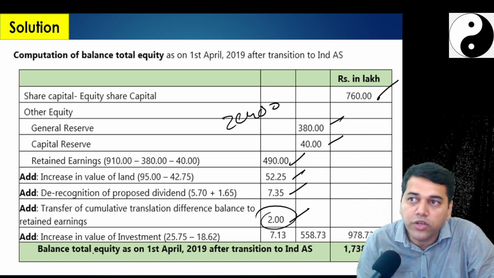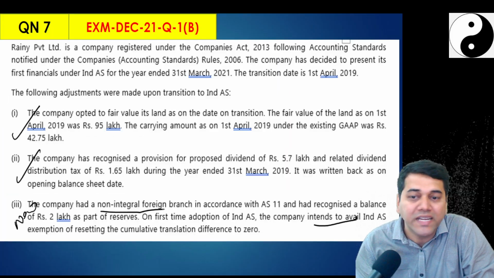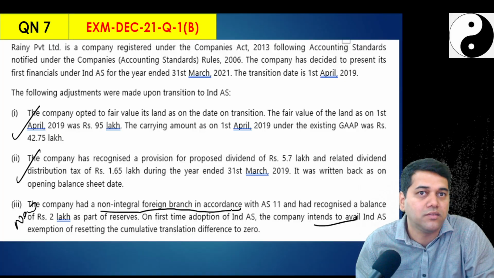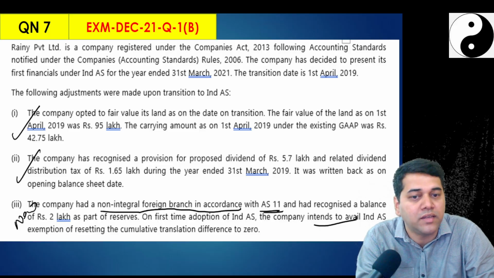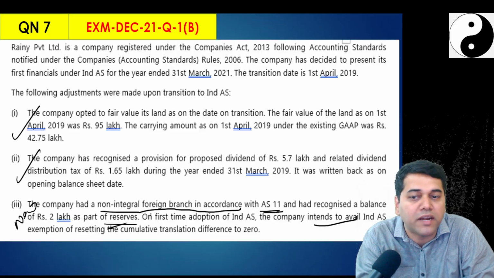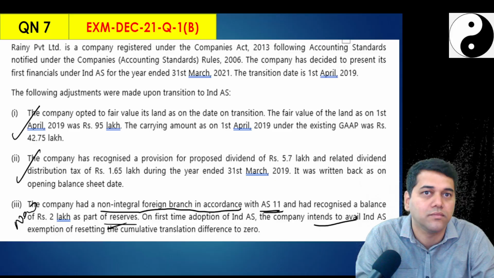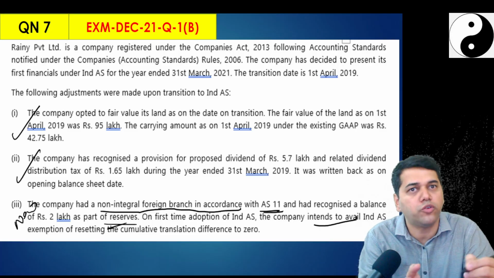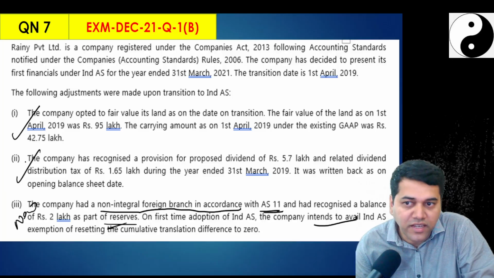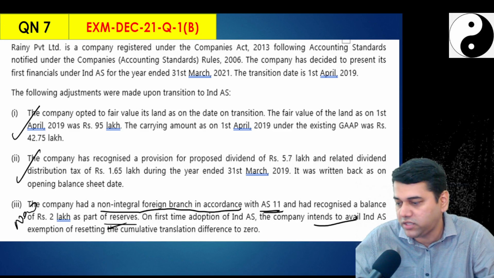So what you decided, what you opted for, what they said in the question: the company had a non-integral foreign branch. Have we not discussed integral, non-integral? With AS 11 and recognize the balance as part of the reserve. Now you have to make a certain assumption. When they said here separately, as part of the reserve, have you minused it?